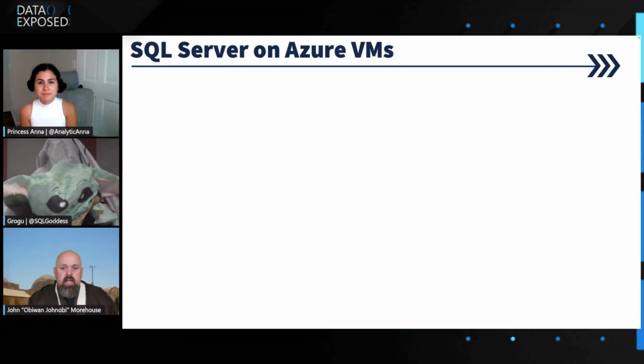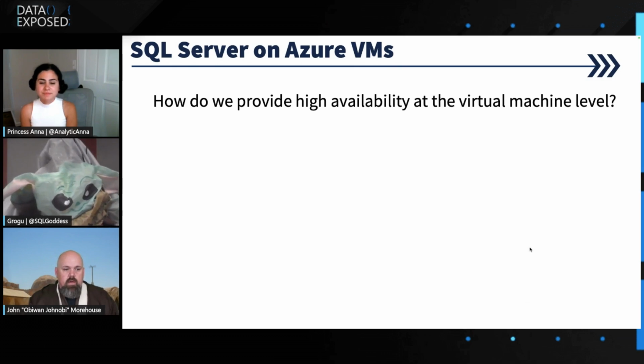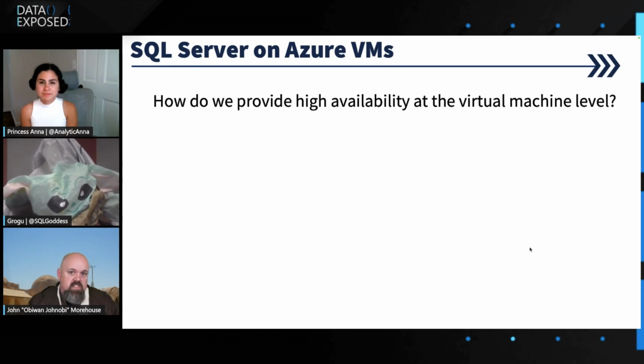In order to do that, we have a couple options with Azure. So how do we provide high availability for the virtual machine level itself? Obviously, with SQL Server, we could do availability groups. We have a couple different things.